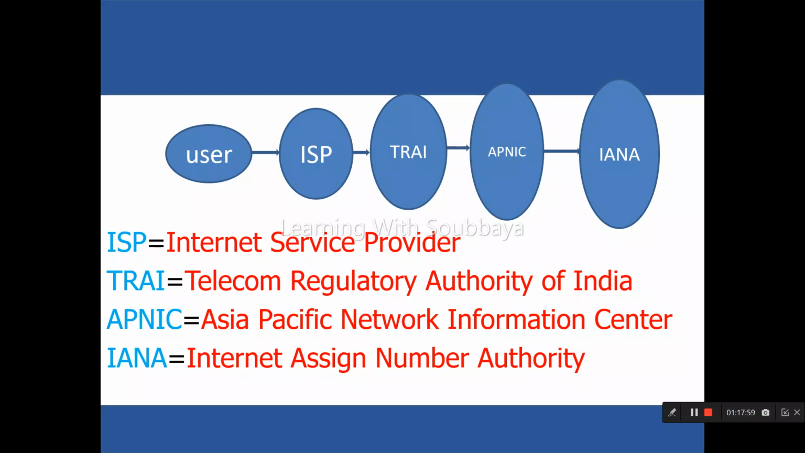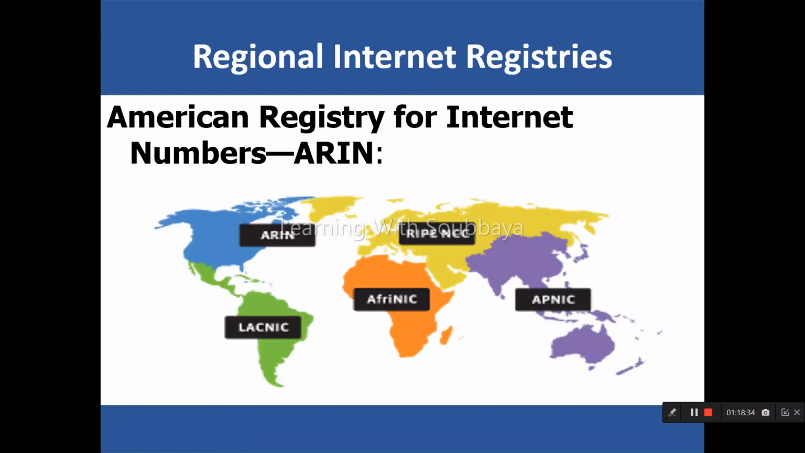Multiple ISPs are available in India, like Airtel, Jio, and BSNL. Each ISP contacts APNIC through TRAI to get the IP addresses, which are then provided to the user. So this is the way: we approach the ISP, the ISP approaches APNIC through TRAI, and they get the IP address from IANA. IANA is a global organization. They divide the IP address space into 5 regions.